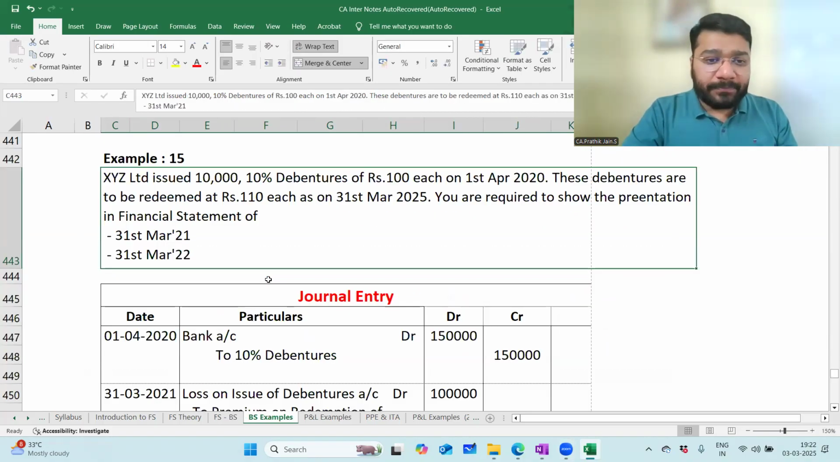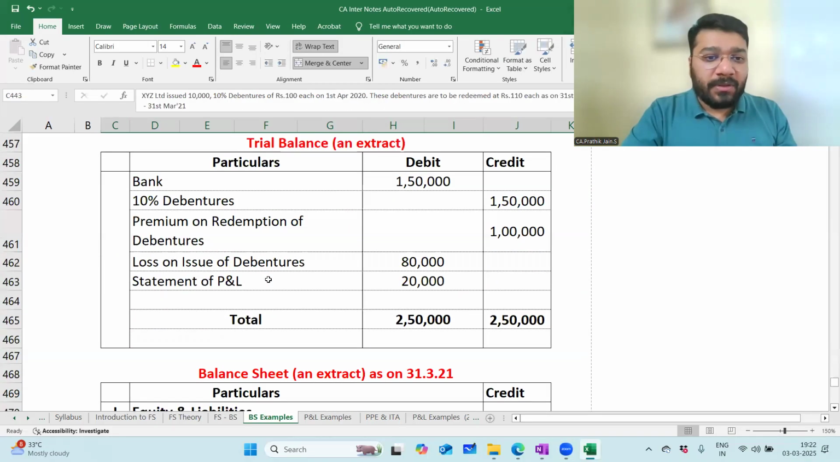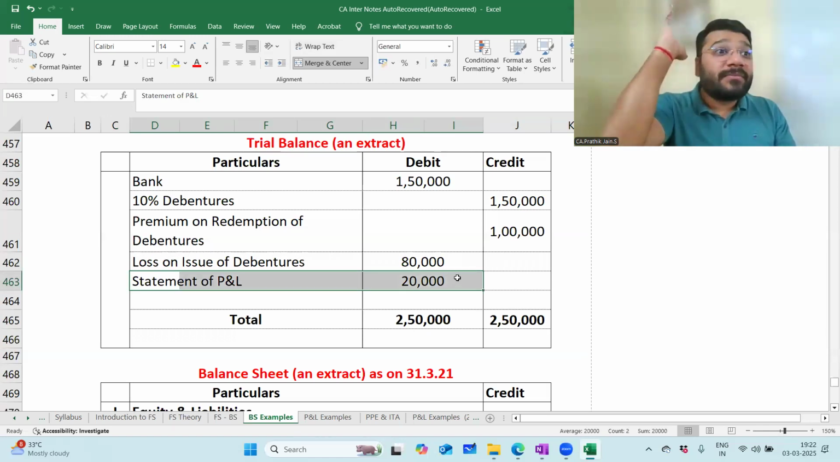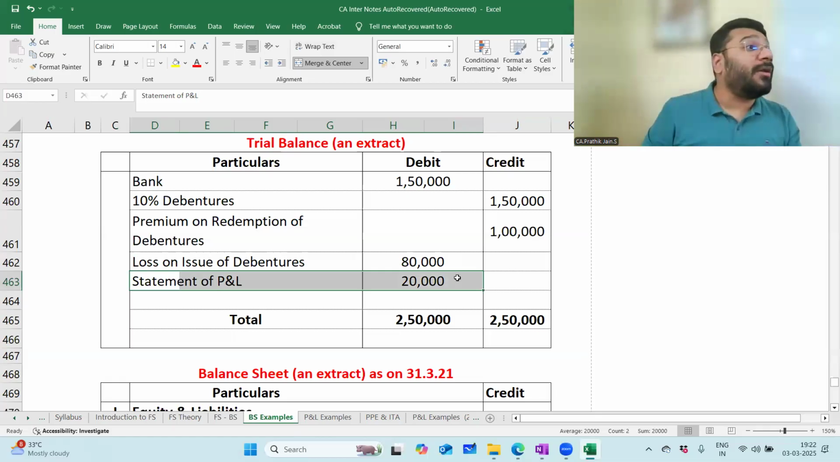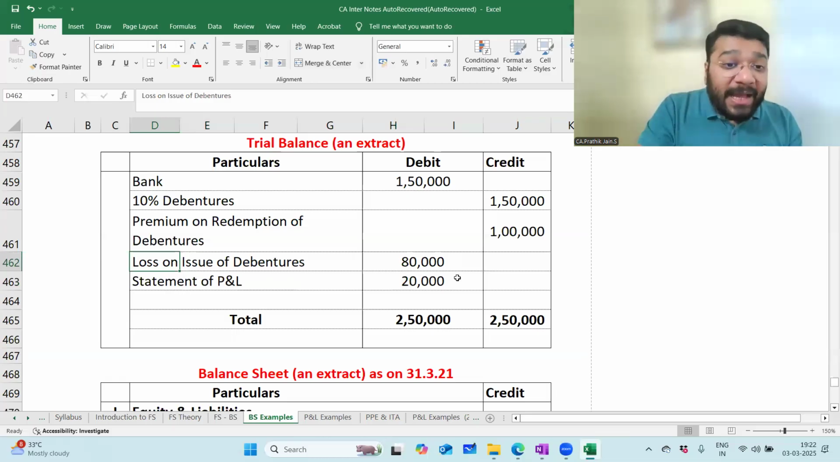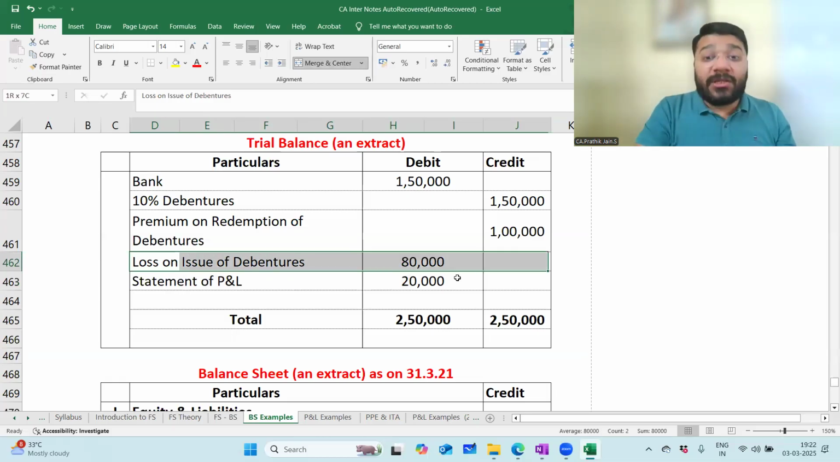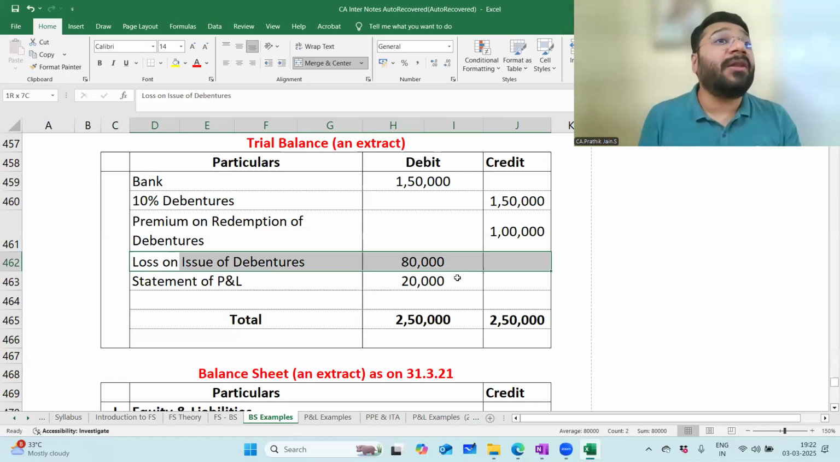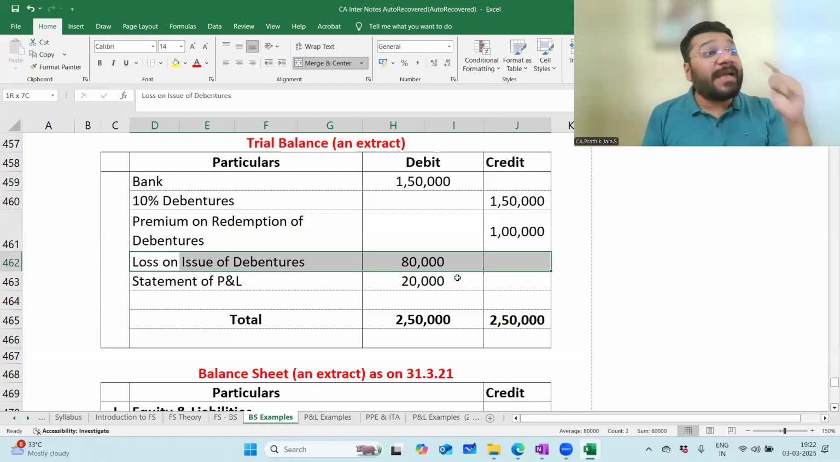Online people, any problem? So now do you understand? I have a statement of P&L here, 20,000. It means the P&L account is prepared. All expenses and all losses are transferred to the P&L account. Despite that, you have a loss here. Is this the loss to be transferred to P&L, or the loss which is yet to be written off in the future? This is an item which is yet to be written off in the future.